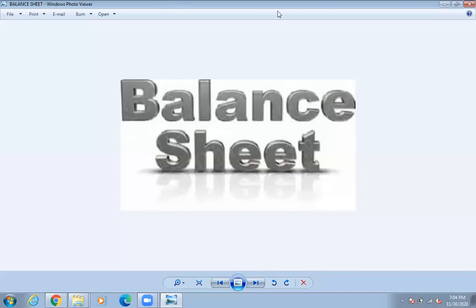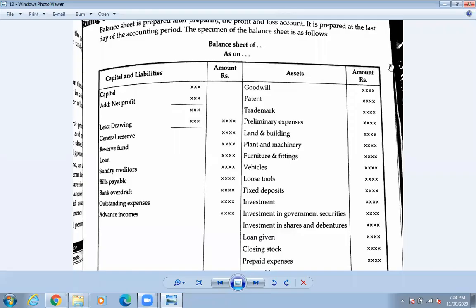Let me show you. This is the format of the balance sheet. The right hand side shows the asset side. Hami yaha assets haru matra lekhchau, timarko sampatti ke ke cha.